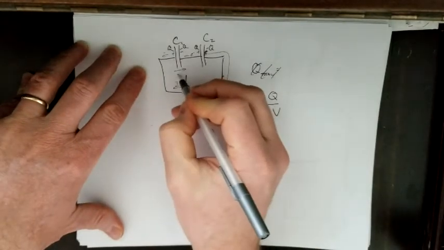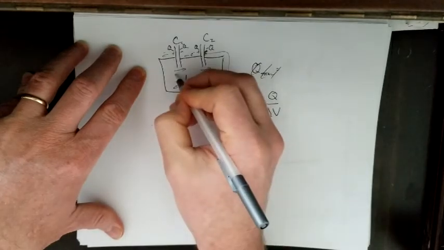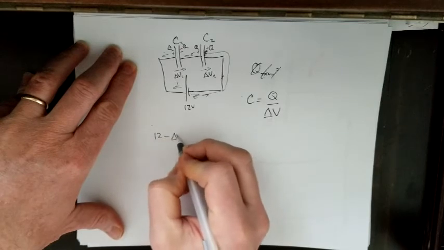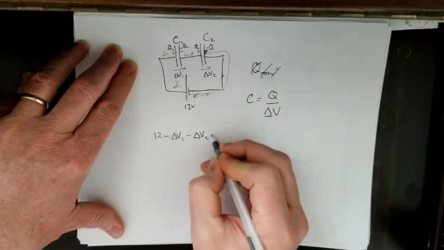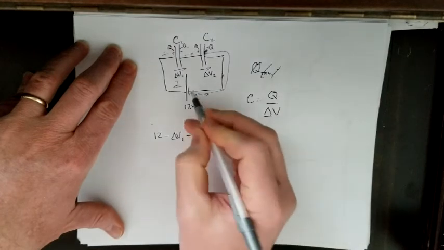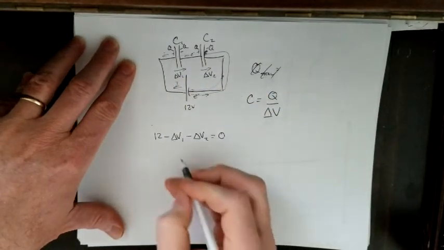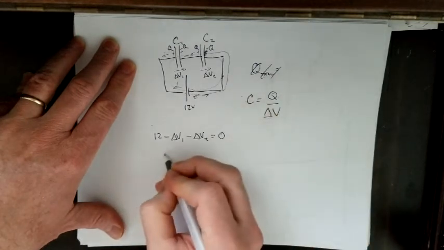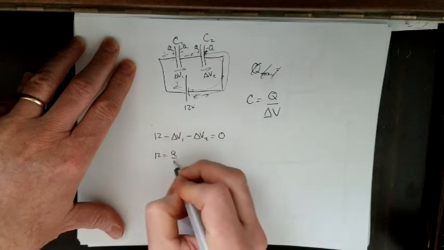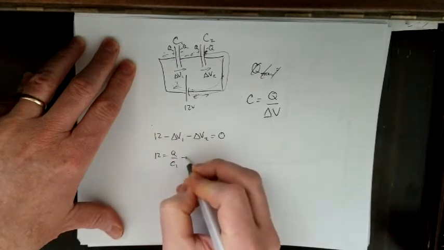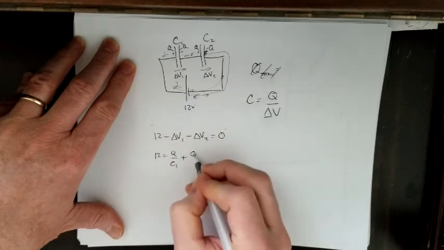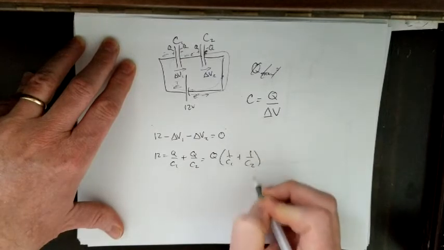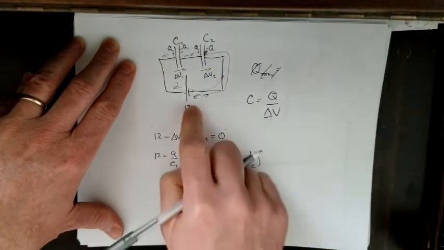I have some voltage drop here and some voltage drop there. So we'll call this delta V1 and delta V2. I know 12 minus delta V1 minus delta V2 is equal to 0, because whatever I gain I have to lose when I get back to here. So delta V is Q over C, so this becomes 12 is equal to Q over C1 plus, just bringing those over also, Q over C2, which is Q times 1 over C1 plus 1 over C2.